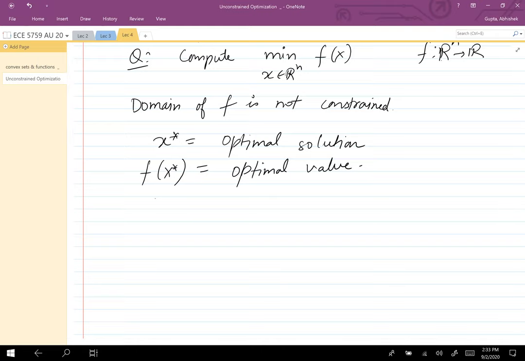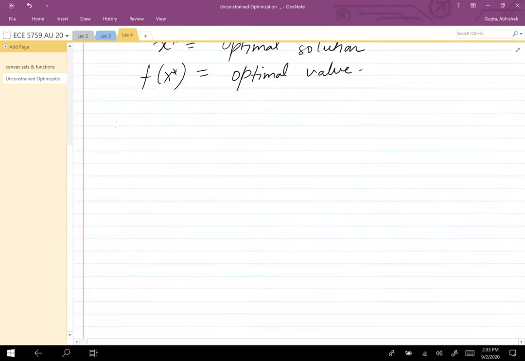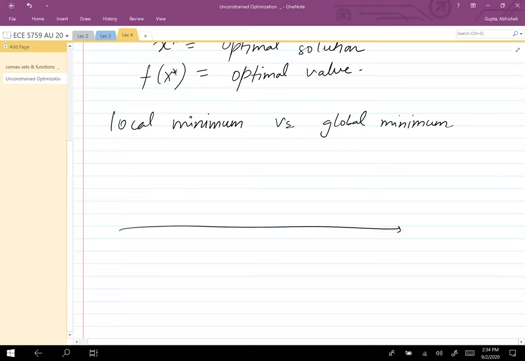But before we jump into algorithms, let me define some more terms that are frequently used within optimization. So local minimum versus global minimum. Let me consider a function which looks something like this. And I have x1, x2, x3, and so on.